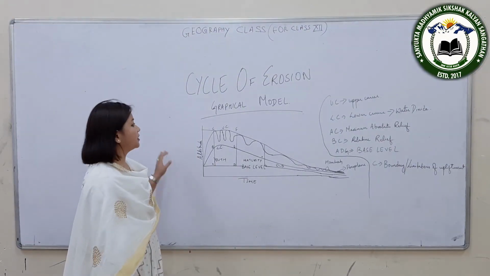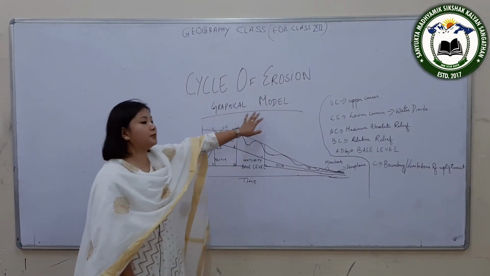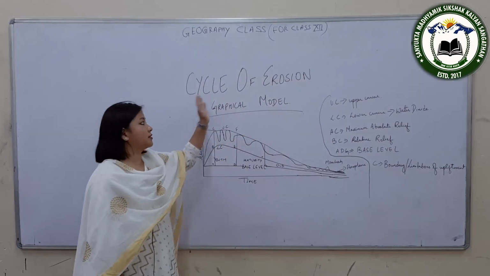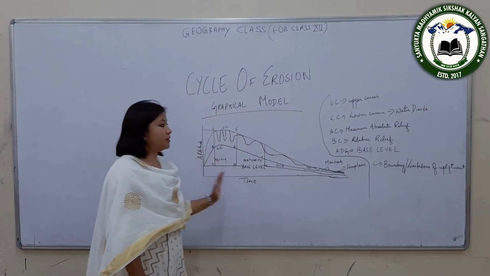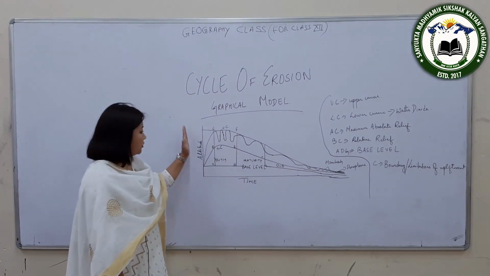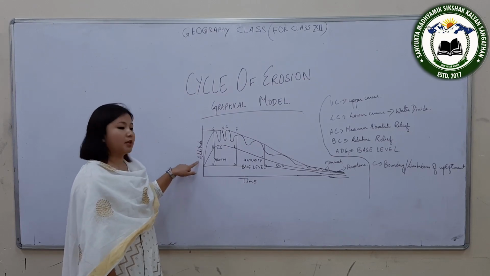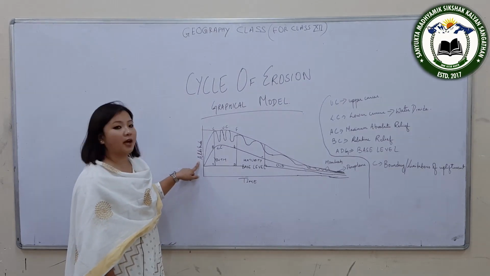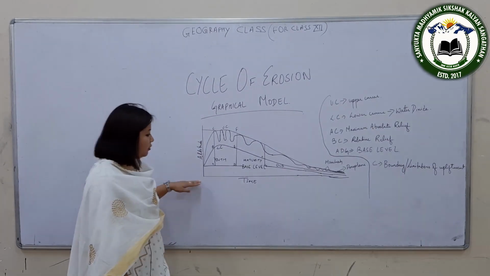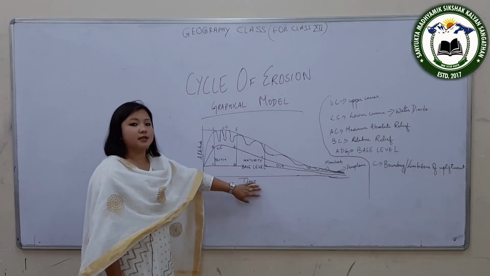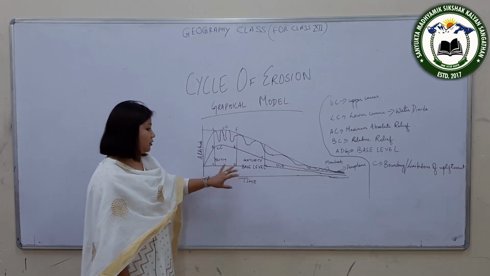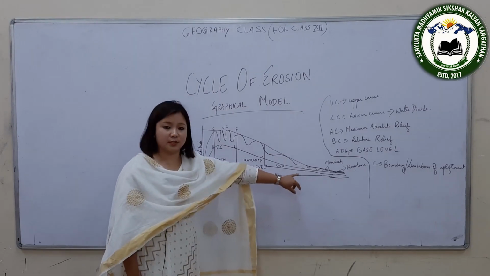Now, W.M. Davis has developed a graphical model to explain his concept of cycle of erosion. So he has developed it this way. The vertical line refers to the altitude, which means the height above sea level, and in the horizontal line he has explained time, which means youth, maturity and old stage.